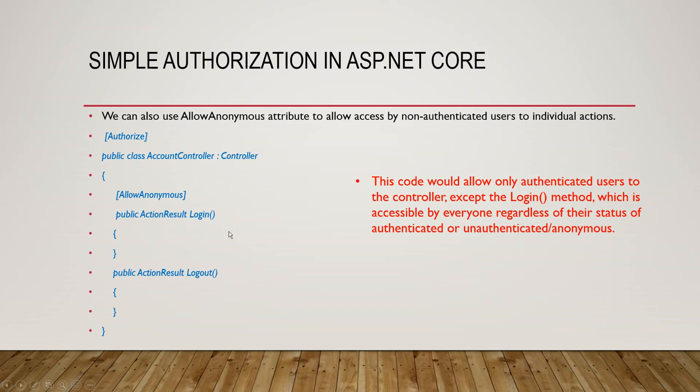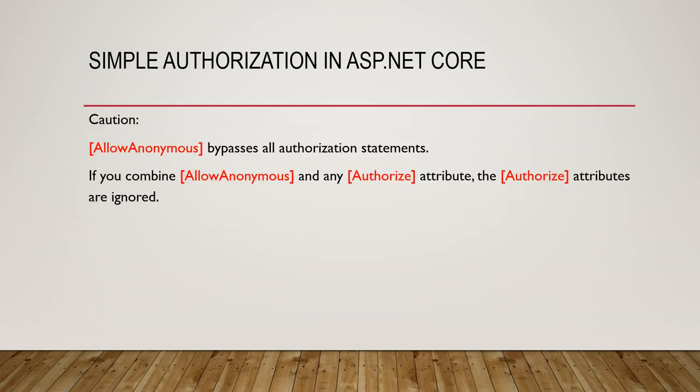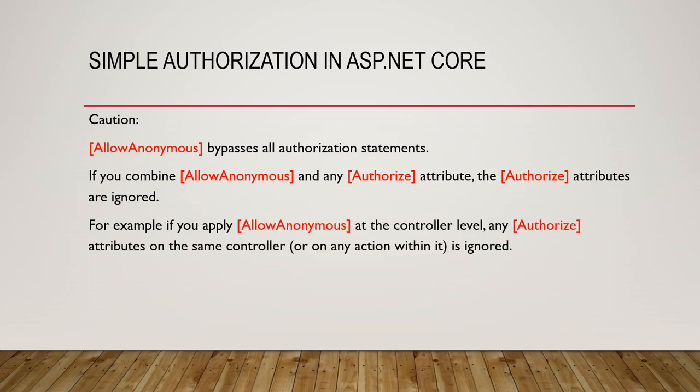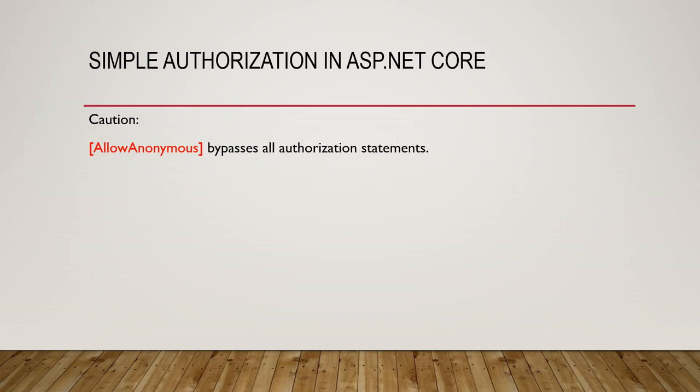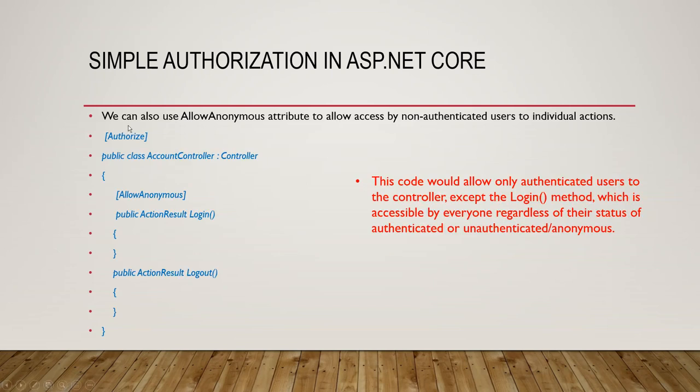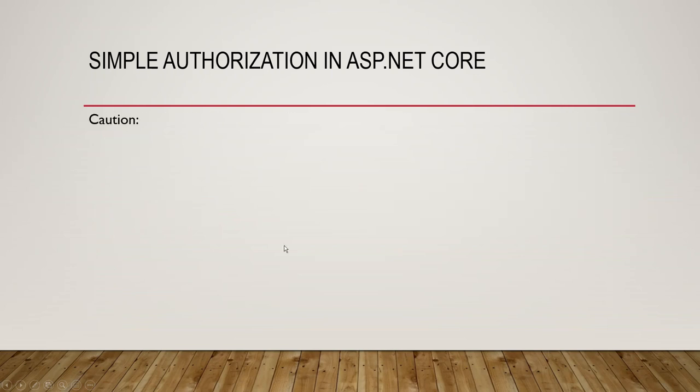You don't require the login method to be accessed by an authenticated user. It is allowing anonymous users. So again, allow anonymous bypasses all authorization statements, and if you combine allow anonymous and any authorize attribute, the authorize attributes are ignored. That's what is happening over here, that even though you decorated with the authorize attribute at the class level, allow anonymous is bypassing this authorize attribute.